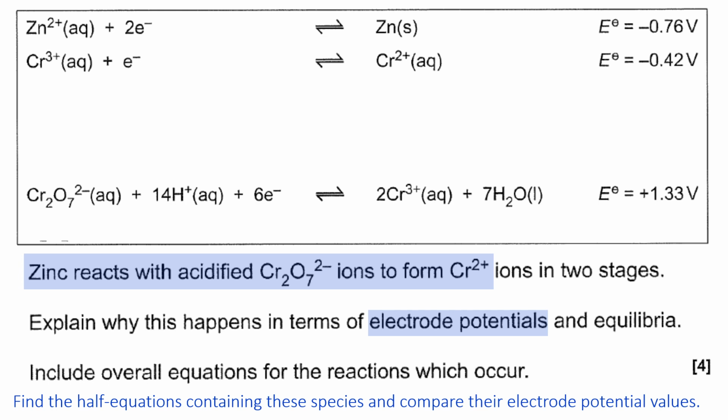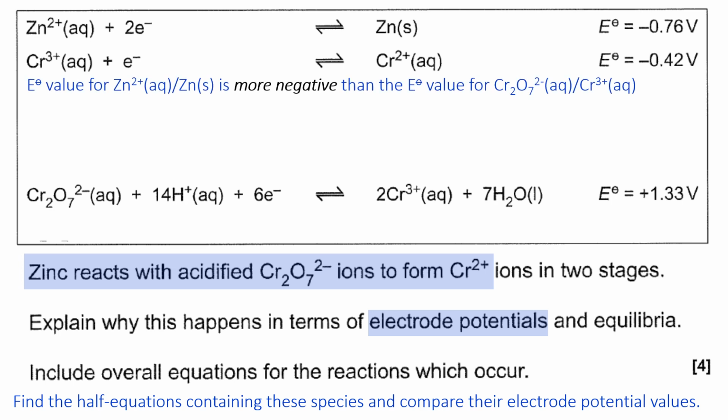The first stage is the zinc and dichromate. So if you take the electrode potential values, you can see that the electrode potential value for zinc is more negative than that for dichromate. So at this point, we need to switch to talking about equilibria. So you can see that there's an equilibrium sign in all of the half equations. So that means they can be treated as equilibria.